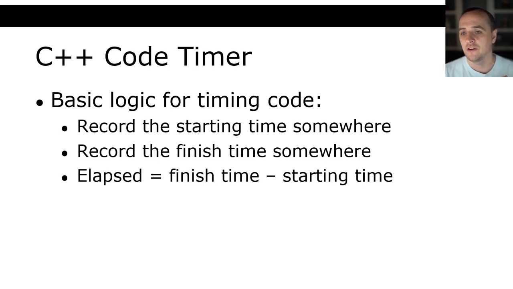First, in order to do instrumentation, we have to have a timer, right? We just need to be able to say when something started and when something finished, and then subtract those two things. So the basic logic for timing code would be: record the starting time, run some code, record the finish time, and then the amount of time that elapsed, the time it took our code to run, is the finish time minus the starting time.